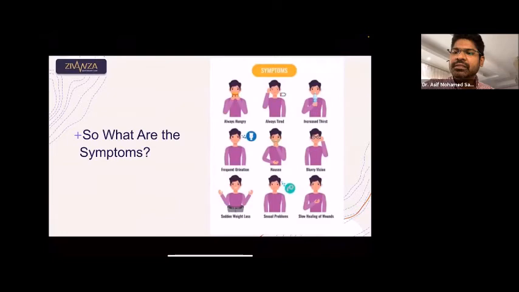It might be a small nick on your hand. It might be a thorn or prick on your foot while you were walking. And a normal person would expect to heal within a few hours or days. But in diabetic or pre-diabetic people, these wounds tend to heal a little late.